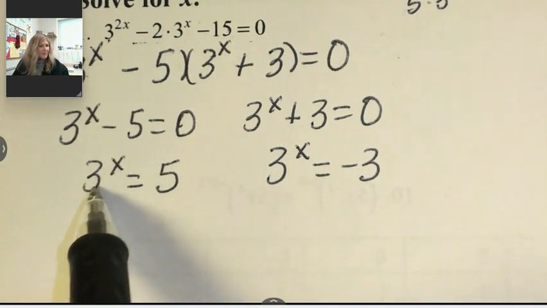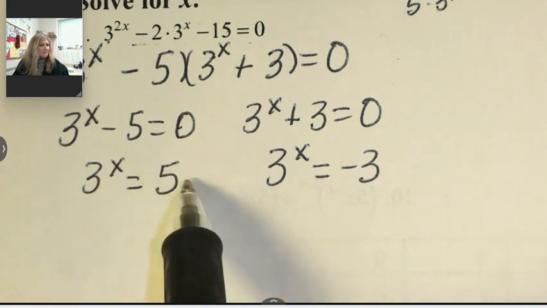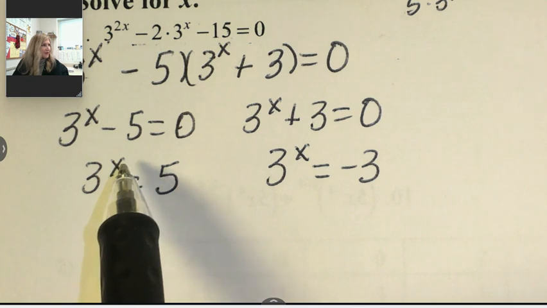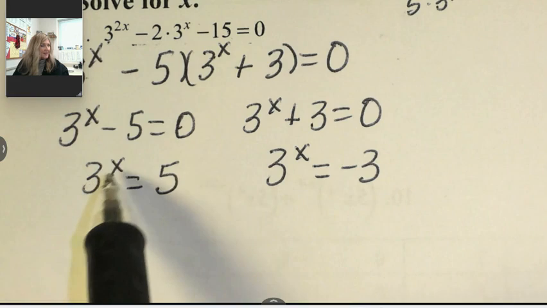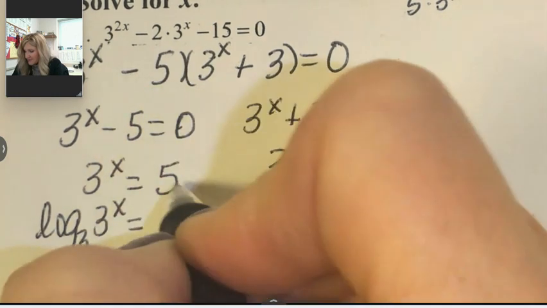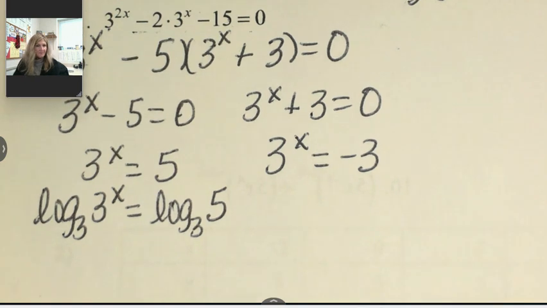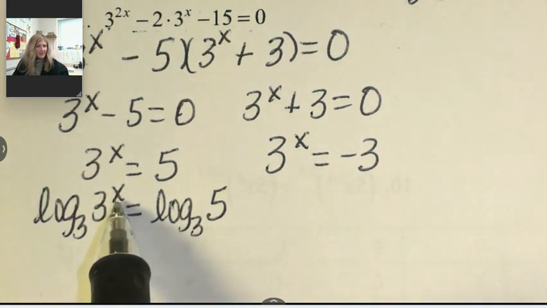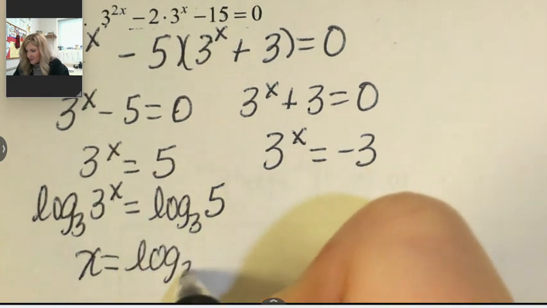Do you guys know this? What's 3 to the first? 3 to the second? So our answer's somewhere between 1 and 2, right? How am I going to find it? How do I undo an exponent? Log. Log base 3 of 3 to the x equals log base 3 of 5. So what's this going to be? So x is going to have to equal log base 3 of 5.